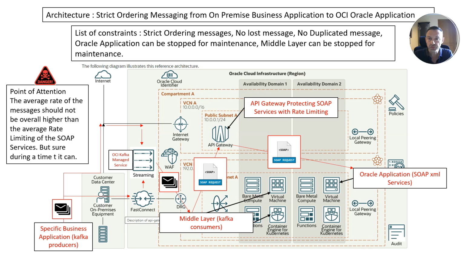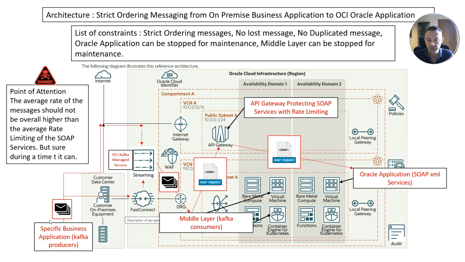Okay, today I'm going to present you an architecture, and this architecture is coming from a real use case I am working on. This architecture is strict ordering messaging from an on-premise business application to an OCI Oracle application. As you can see, the customer has a specific business application, and you need to send messages and information to an Oracle application that is on Oracle Cloud Infrastructure.